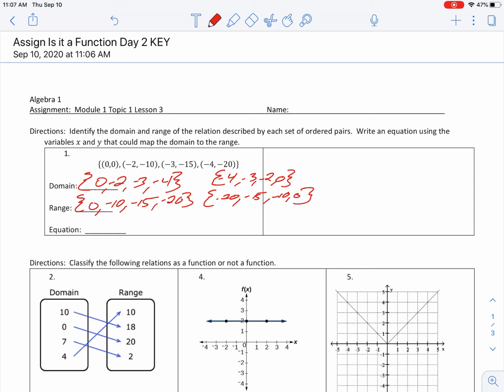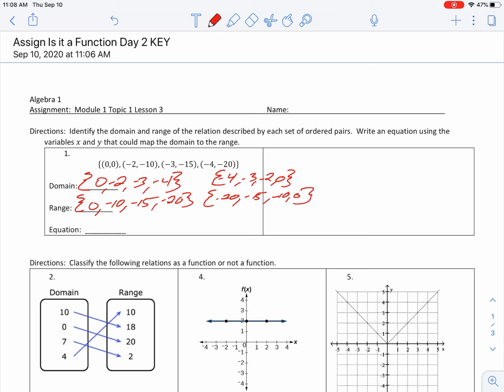Now the equation, we talked about this the last 2 days. How does the x, when you do something, change into that specific y? So we want to create an equation from that. And when I look at 0, 0, that doesn't do anything for me. But from -2 to -10, -3 to -15, -4 to -20, what operation is happening to these x's in order to get those specific y's?